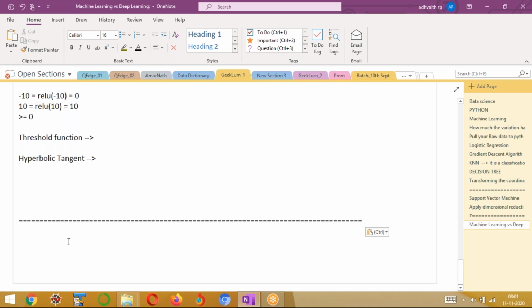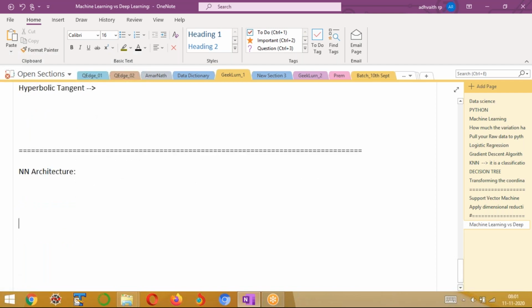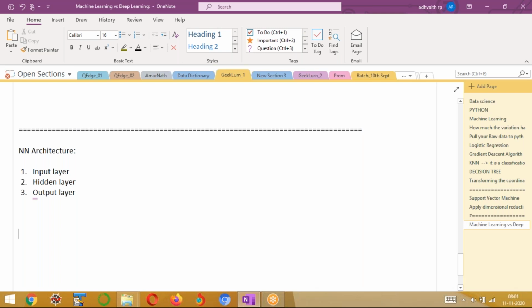So if we write the neural network architecture, how is this going to be formed? Always the first one contains the input layer, the second one the hidden layer, the third one the output layer. So the question is, how many neurons will be there in the input layer?